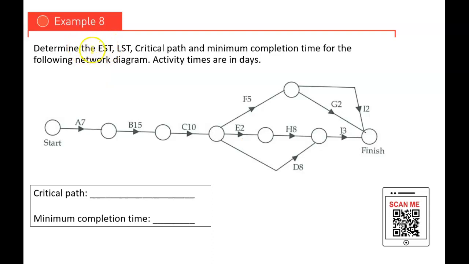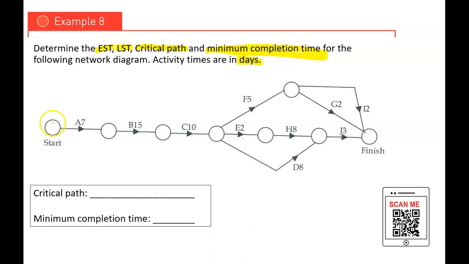Let's see how to solve the example 8 here. Determine the EST, earliest starting time, latest starting time, critical path, and minimum completion time for the following network. Activity time are in days. You take note of the unit given. So you have to find the EST, LST, critical path, and minimum completion time. Right, so let's start with the first task. Now, how do you do the EST?